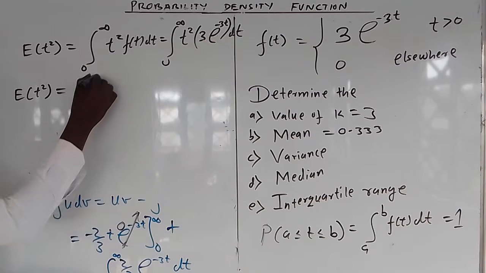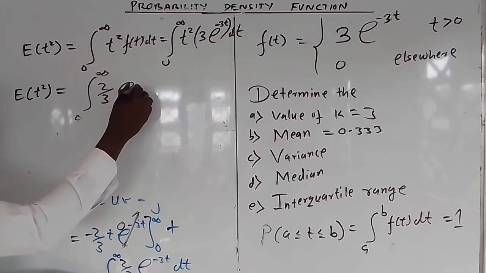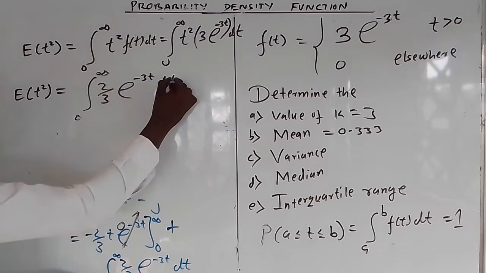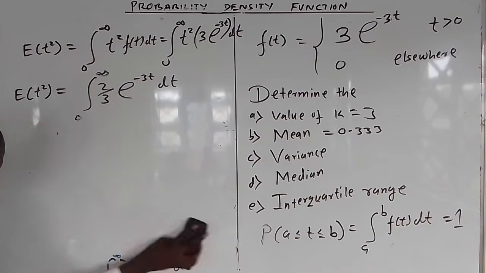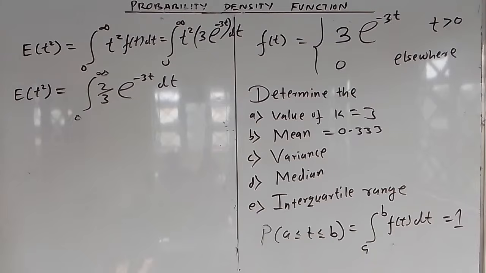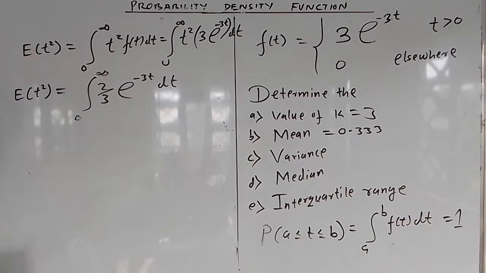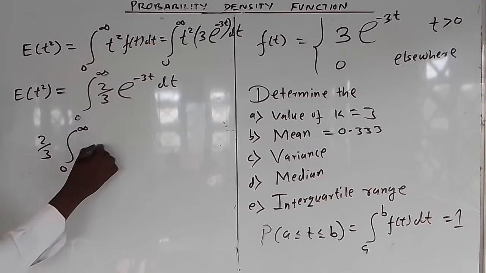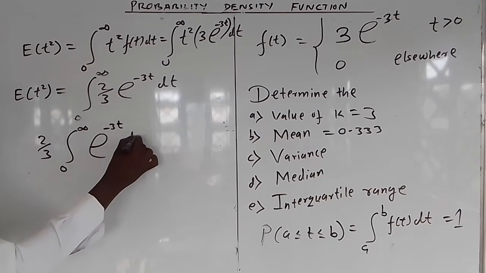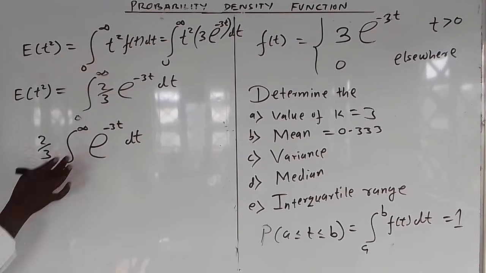Integral from 0 to infinity of 2 over 3 exponential negative 3t dt. See, this one is no longer integration by parts. Take 2 over 3 outside. What do you have? 2 over 3 outside, from 0 to infinity exponential negative 3t dt, isn't it? So integrate that.